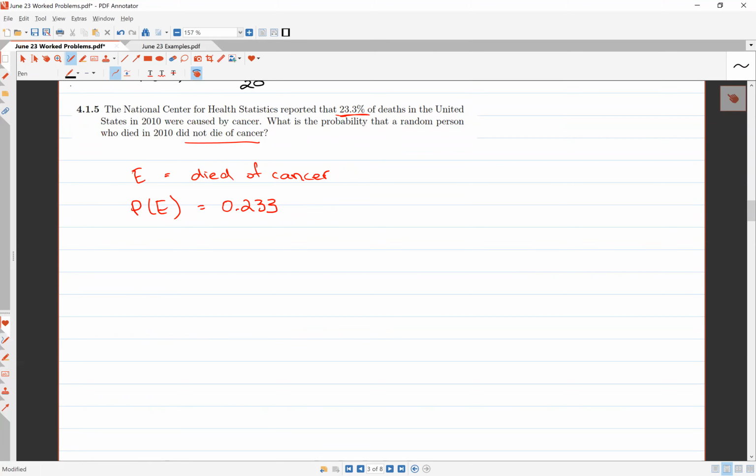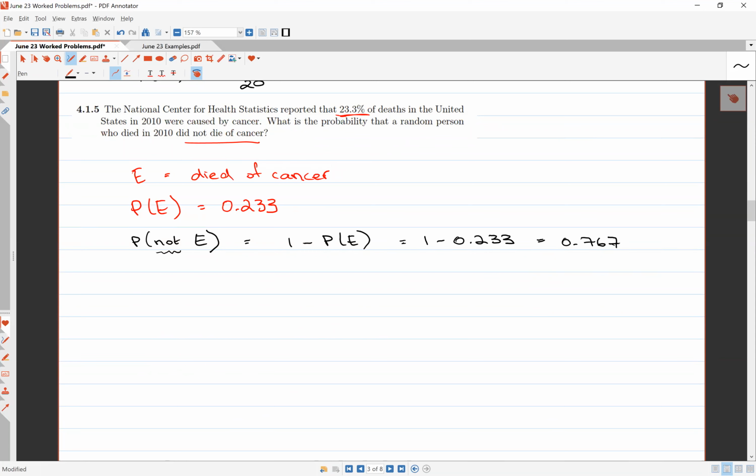But we're not interested in that probability. We're interested in the probability of not E, that someone who died did not die of cancer. So the complement rule says if you're trying to calculate the probability of the opposite or the complement of the event, you just do 1 minus the probability. So in this case, it'll be 1 minus the 0.233, and that's 0.767.